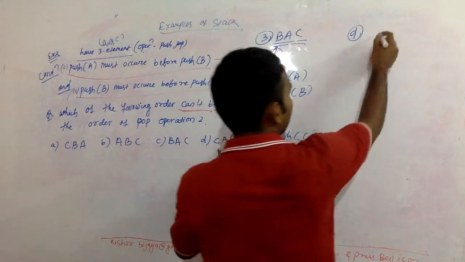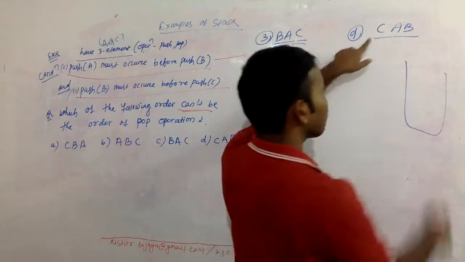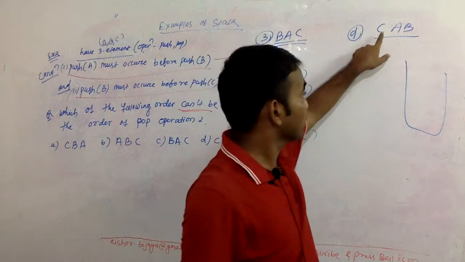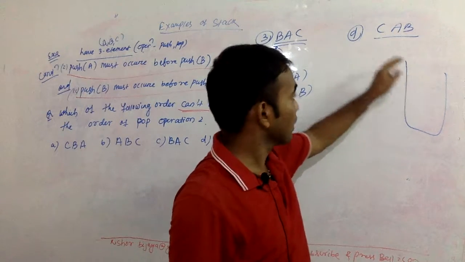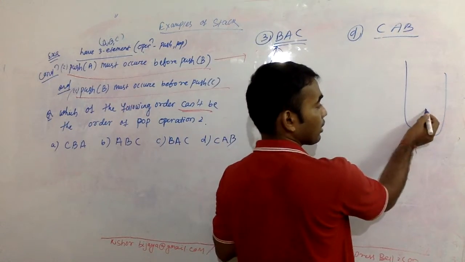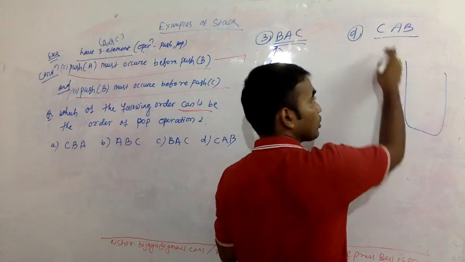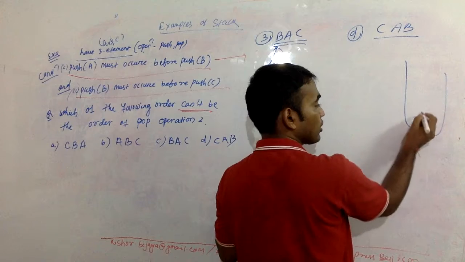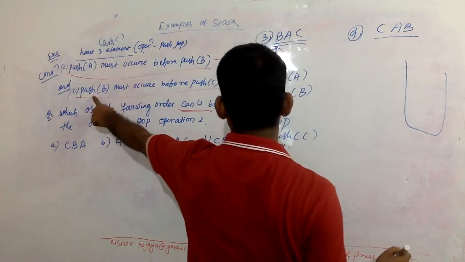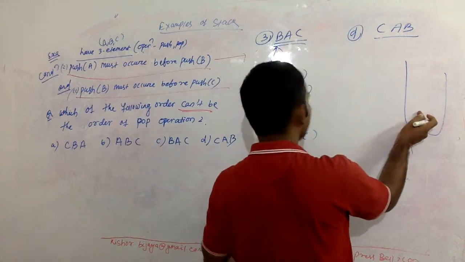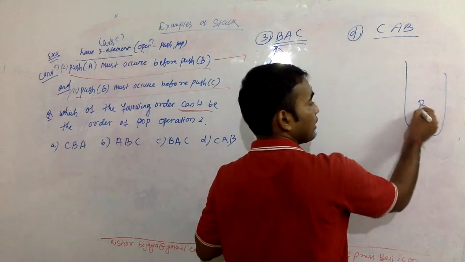That is CAB. CAB means I need to process C first. If I want to process C first, it must be inside the stack, then only I can pop it. But in order to insert C, I must insert B, because that is the rule. Before inserting C, you must insert B, and before inserting B, I must insert A. That means A needs to be inserted first, then B, then C.